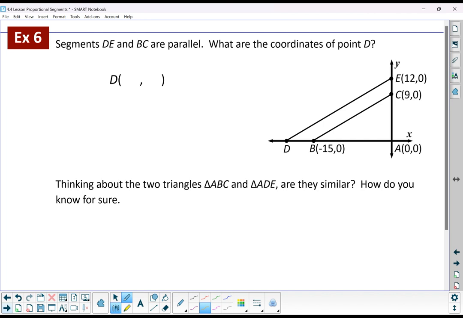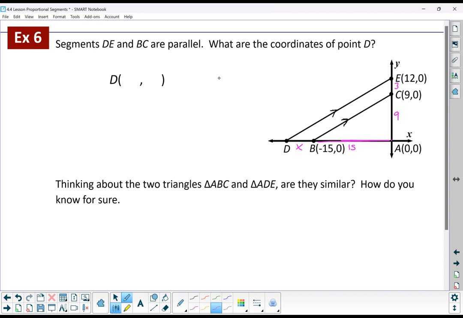Okay, segments DE and BC are parallel. So we've got these two parallel sides. What are the coordinates of point D? So our goal is to figure out where D is. So we're going to think, let's write down some lengths here. If A is the origin, this is a length of 9, and this is a length of 3. This is a length of 15. It is a negative 15 on the point, but I can just think of how long this is, and its length is 15. And then the length here, maybe I'm going to call that x for a minute to figure out how long that is.